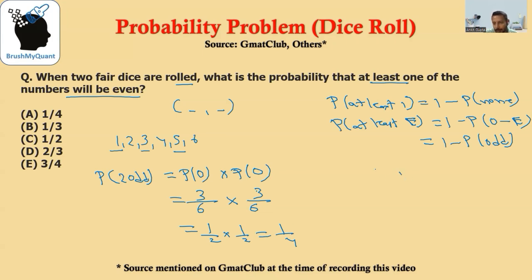So that means the probability of getting at least one even number is equal to 1 minus 1 by 4, which is also equal to 3 by 4. So the answer will be option number E.